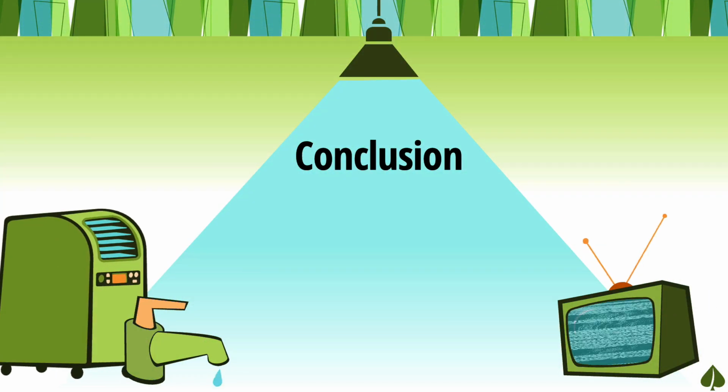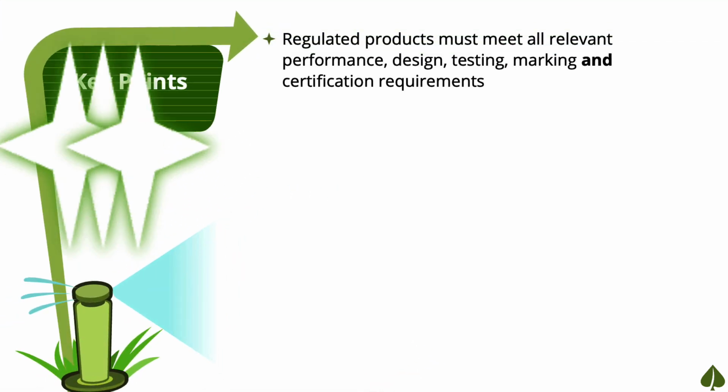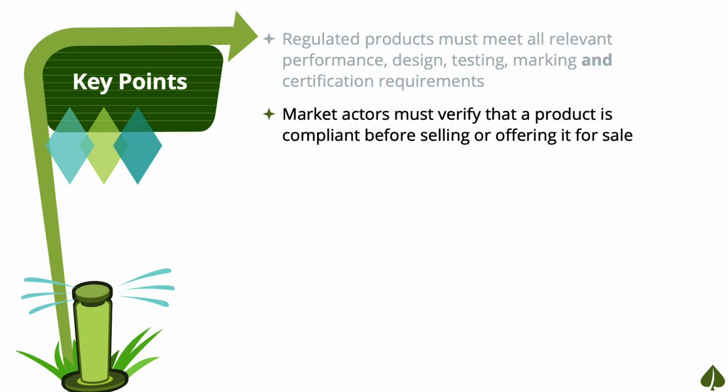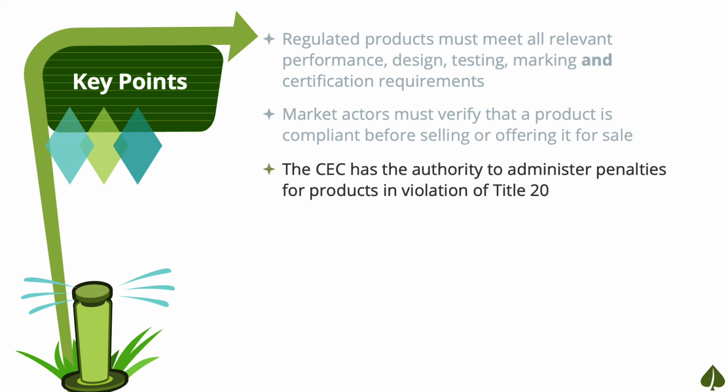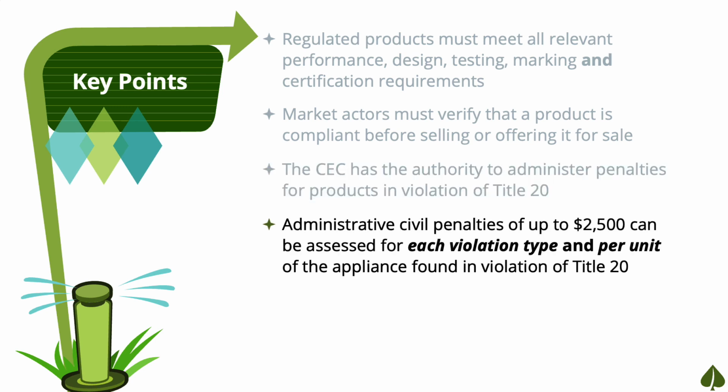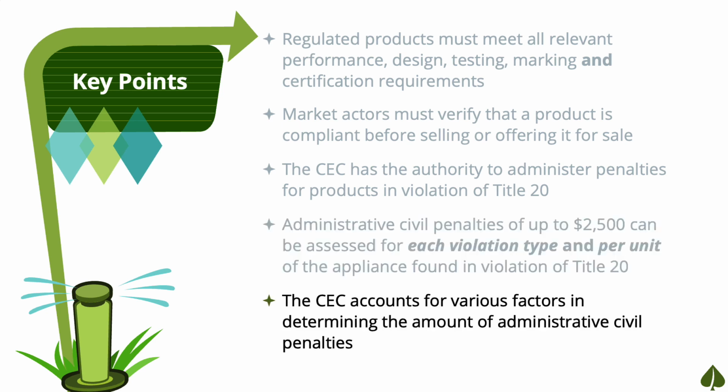So, in conclusion, regulated products must meet all relevant requirements for performance, design, testing, marking, and certification. And before offering the product for sale in California, you must verify it is compliant. If there's a violation of the Title 20 regulations, the CEC may administer penalties that could really add up. When deciding on the penalty, the CEC considers the violation in context, such as how serious and harmful it is, and how long it was going on, and whether it was corrected before the CEC began enforcement procedures.